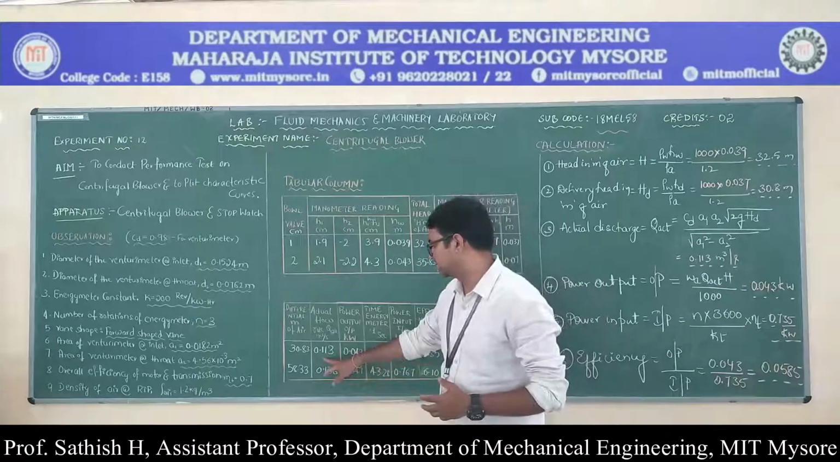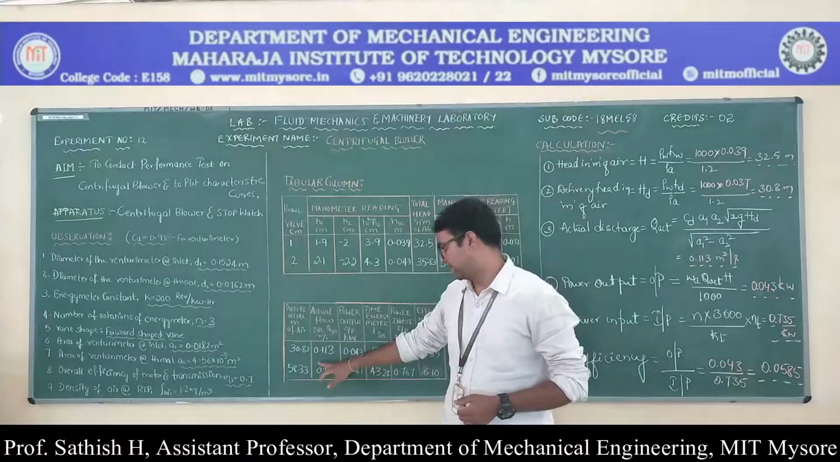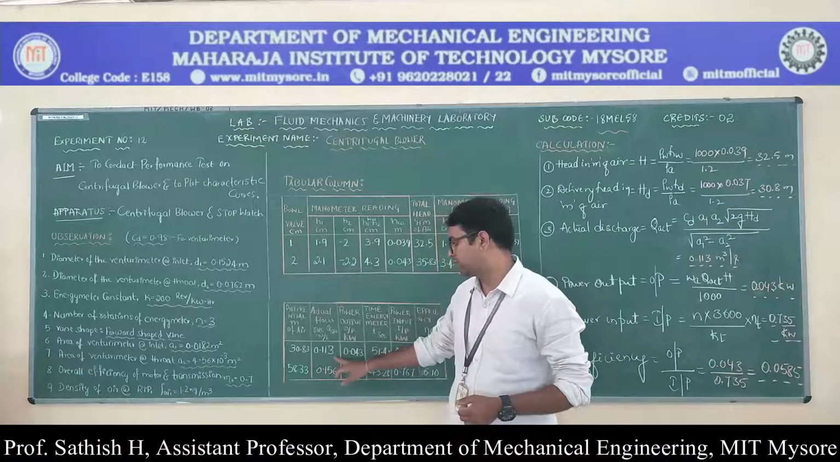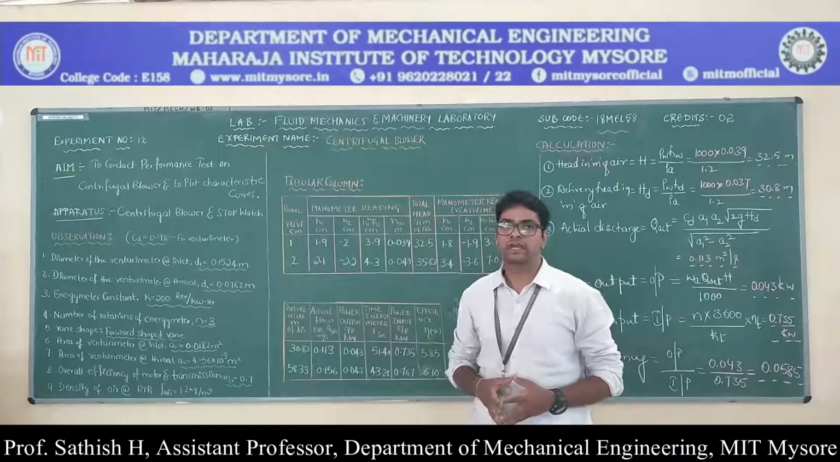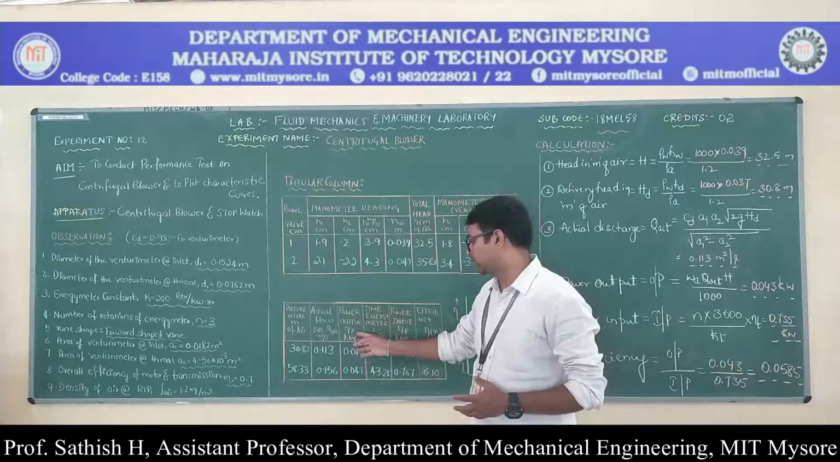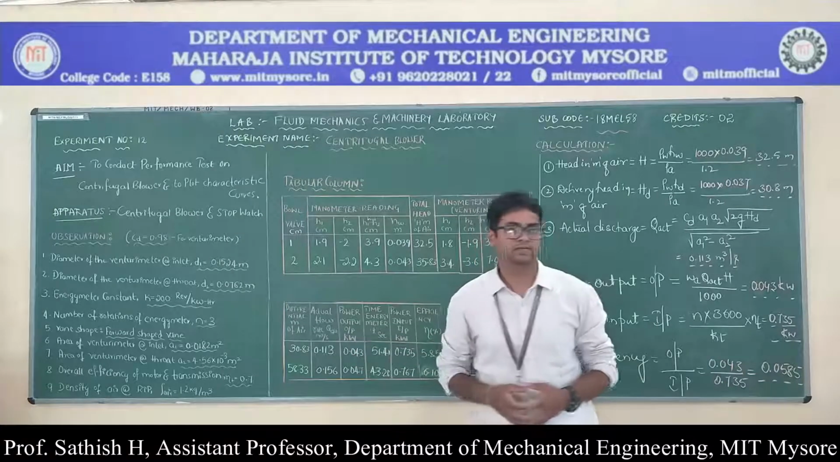So we are getting this. We are to write it in the tabular column as 0.113, that is in meters cube per second. Next, the parameter we have to find out is the power output, which is measured normally in terms of kilowatts.